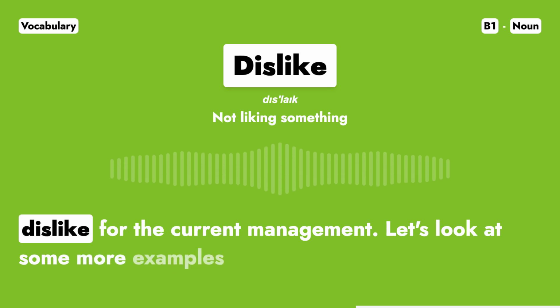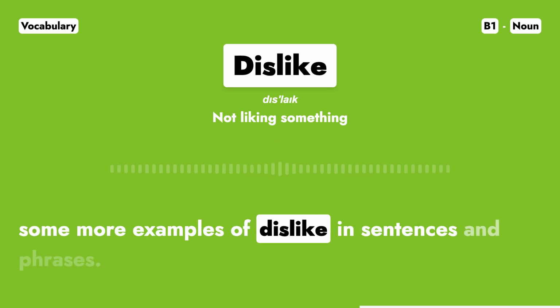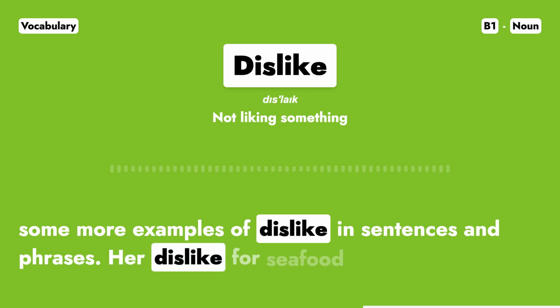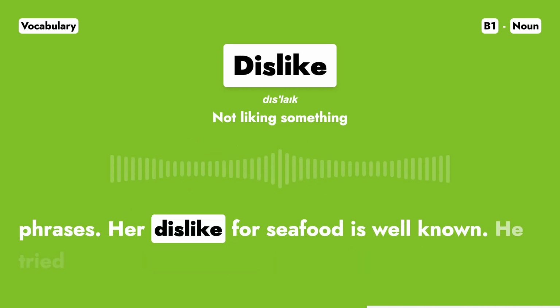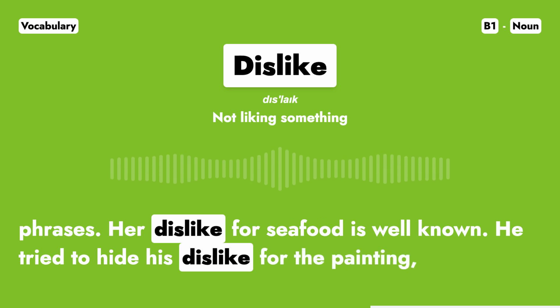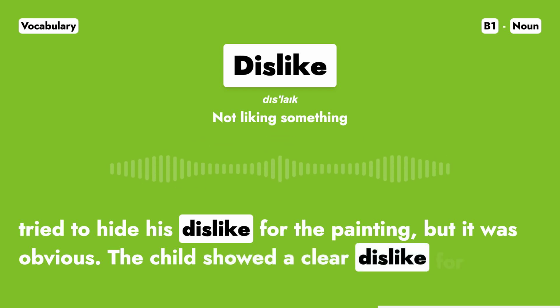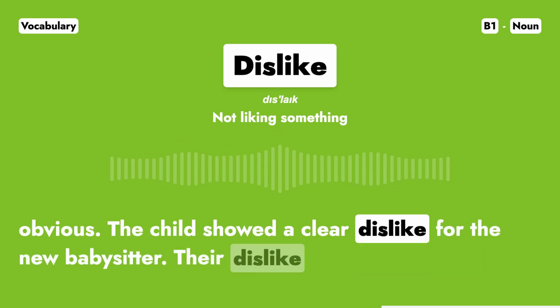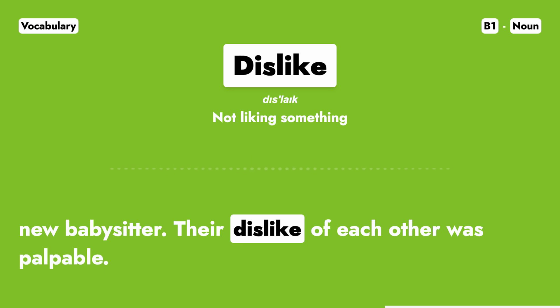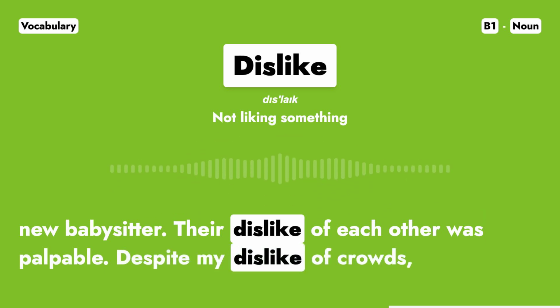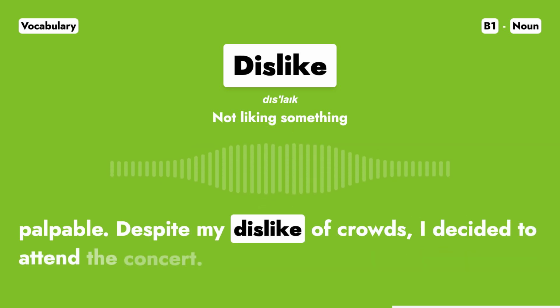Let's look at some more examples of dislike in sentences and phrases. Her dislike for seafood is well known. He tried to hide his dislike for the painting, but it was obvious. The child showed a clear dislike for the new babysitter. Their dislike of each other was palpable. Despite my dislike of crowds, I decided to attend the concert.